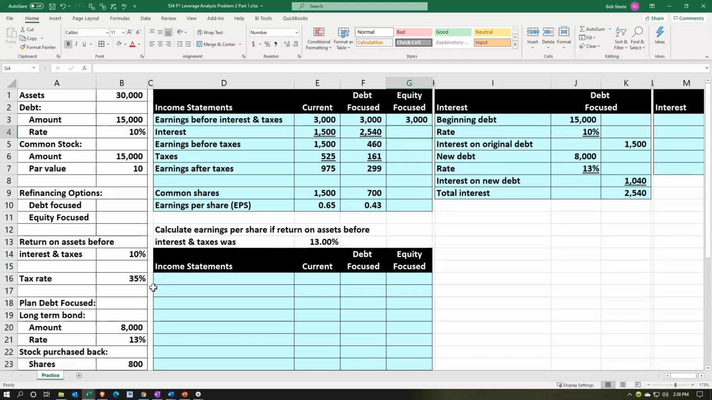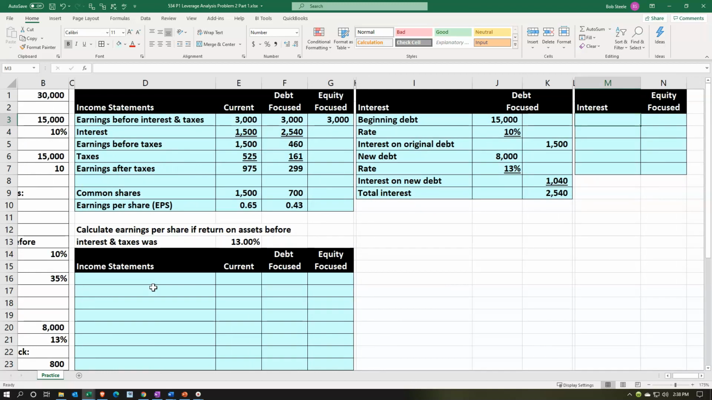Well, okay, let's calculate the interest. I can do a little calculation for the interest over here for the equity plan. The beginning debt was this 15, and then we're going to pay off part of it. And how much are we going to pay off? Whatever we're going to get from the stock issuance.